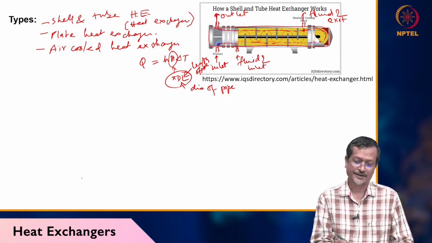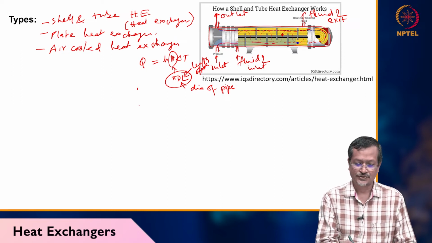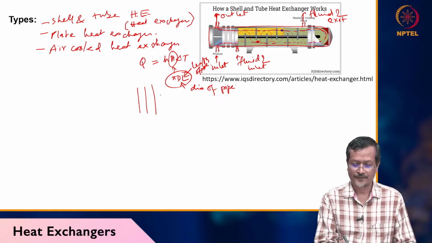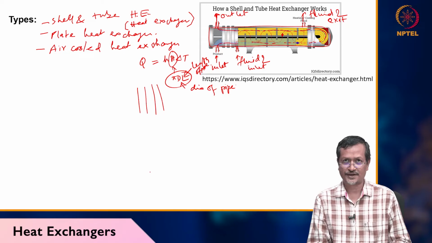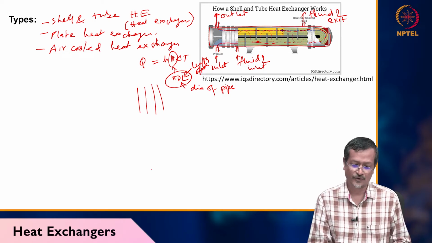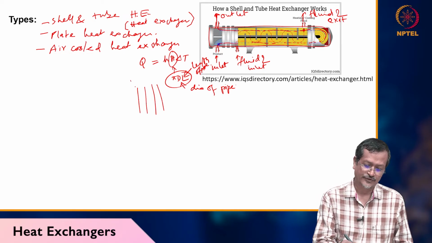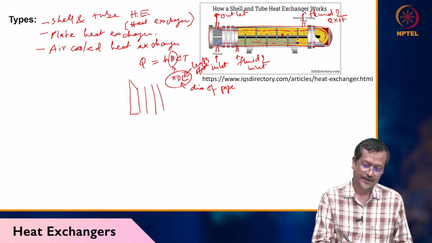And another type is the plate heat exchanger. Especially in western countries, during the winter season they will be using a plate heat exchanger for room heating purposes. How? Through these plates will have a hot pipe. It will be like this.